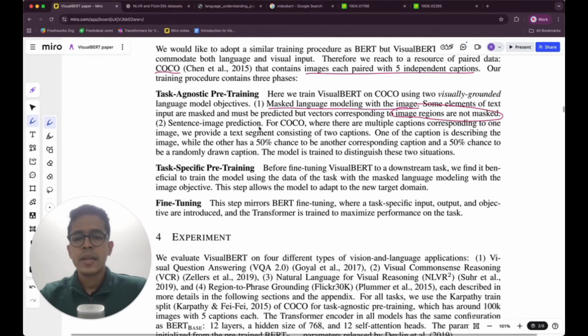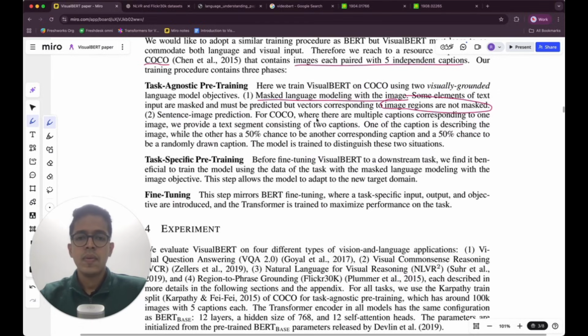Then sentence image prediction. For COCO, where there are multiple captions corresponding to one image, we provide a text segment consisting of 2 captions. One of the captions is describing the image, while the other has 50% chance to be another corresponding caption and 50% chance to be a randomly drawn caption. Do you understand what this means?